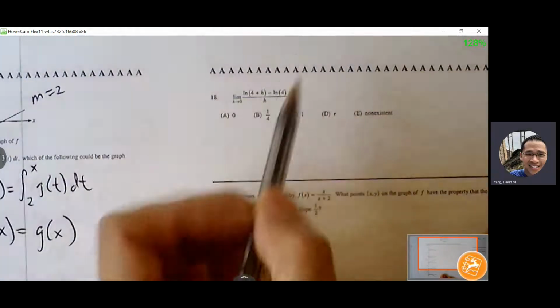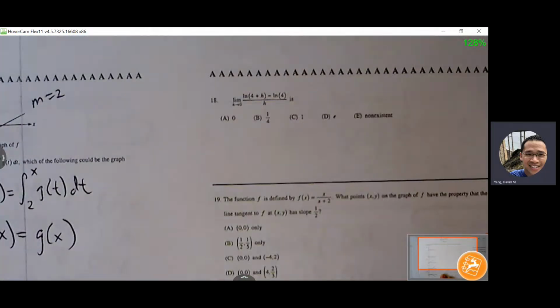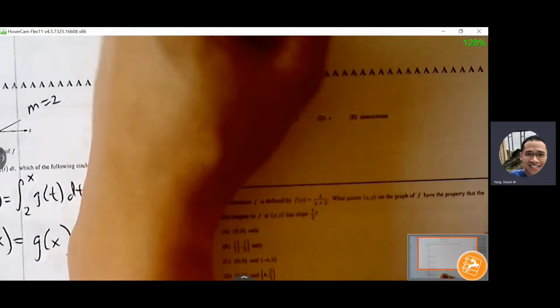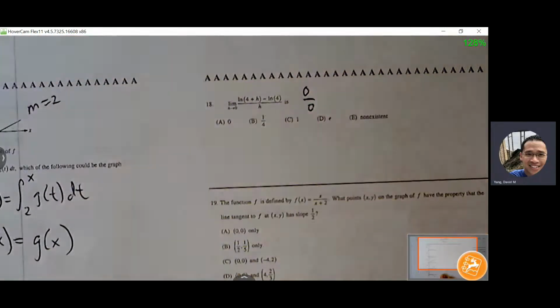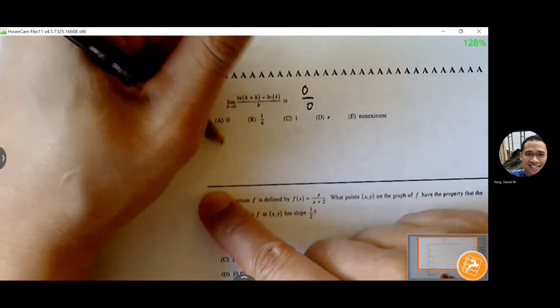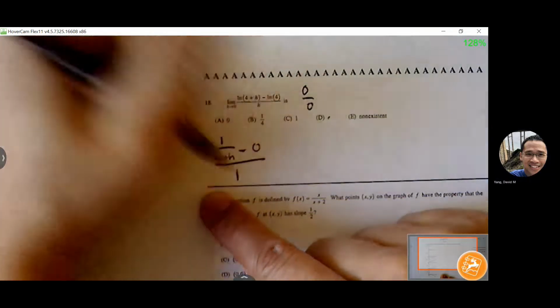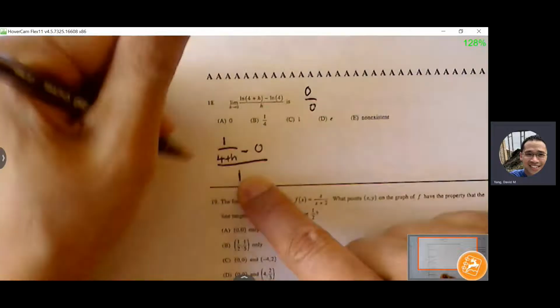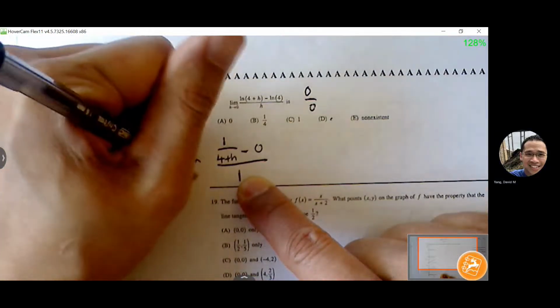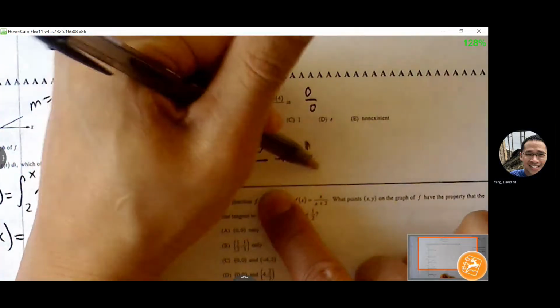Looks like a messy limit problem, but first thing we always do is plug in our x value, in this case our h value. Natural log of 4 plus 0 is natural log of 4, minus natural log of 4 is 0. 0 over 0 is indeterminate form. We know we can go through L'Hopital's rule. u prime over u for natural log. Natural log of 4 is 0. h goes to 1. Evaluate the limit. Plug h in for 0, we get 1/4.